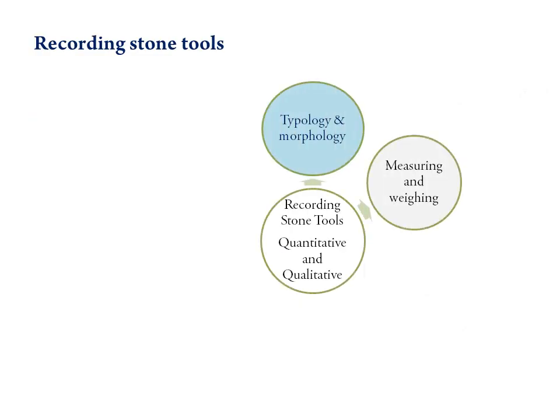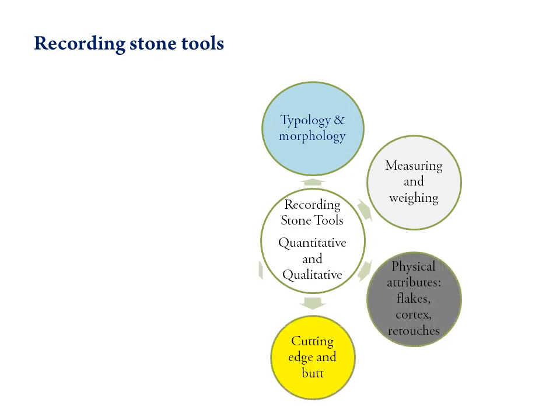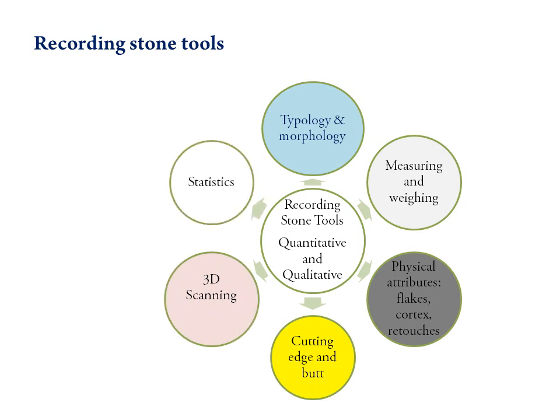So far we looked at different tool types and technologies. Now we will go to the third part of this talk on how to record the stone tools. Stone tools that you found from the sites or sampled, whether you have done methodological sampling or random sampling, there is a certain systematic way of recording the stone tools. This systematic recording of stone tools is both quantitative and qualitative in nature.